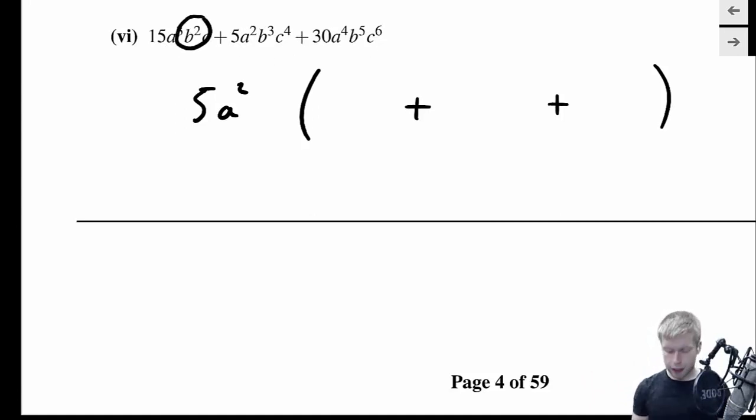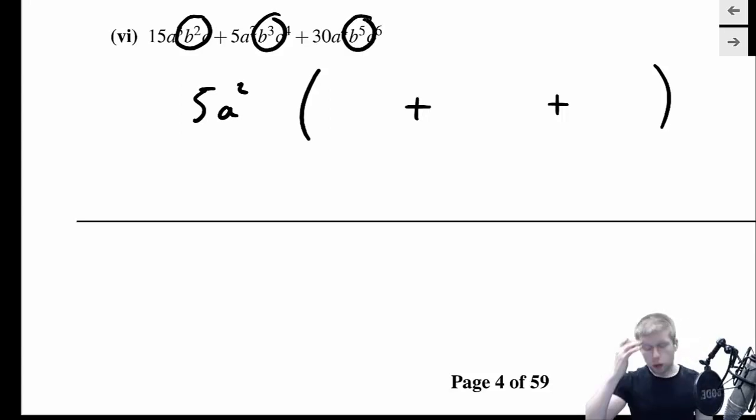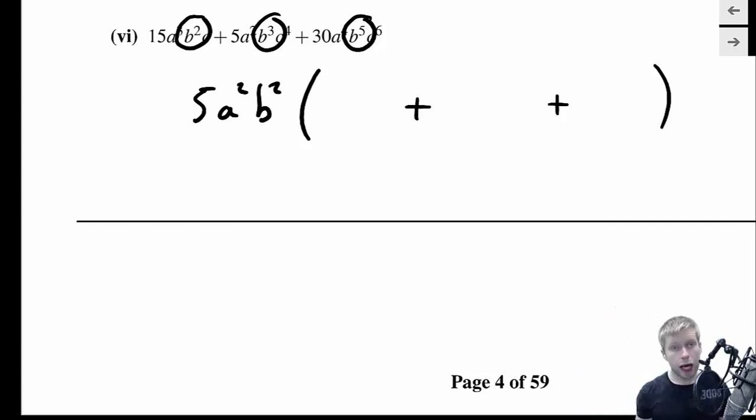So I've got a b squared term sitting there. I've got a b cubed term sitting there and a b to the power of 5 term sitting there. So using my last rule, it's the lowest power of the b's that I should pull out. In other words, a b squared. Let's check it. Well, there's obviously a b squared hiding there. There's definitely a b squared hiding in the b cubed, and there's definitely a b squared hiding in the b to the power of 5 as well. So there's a b squared that I can pull out as well.